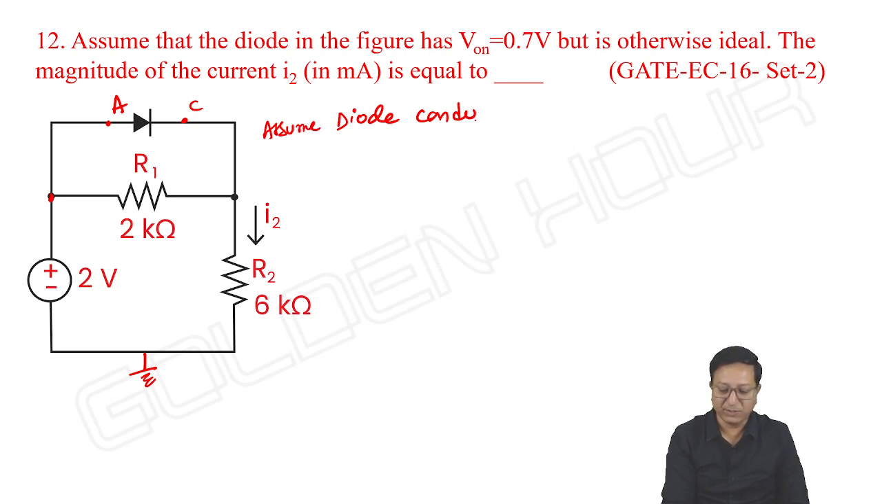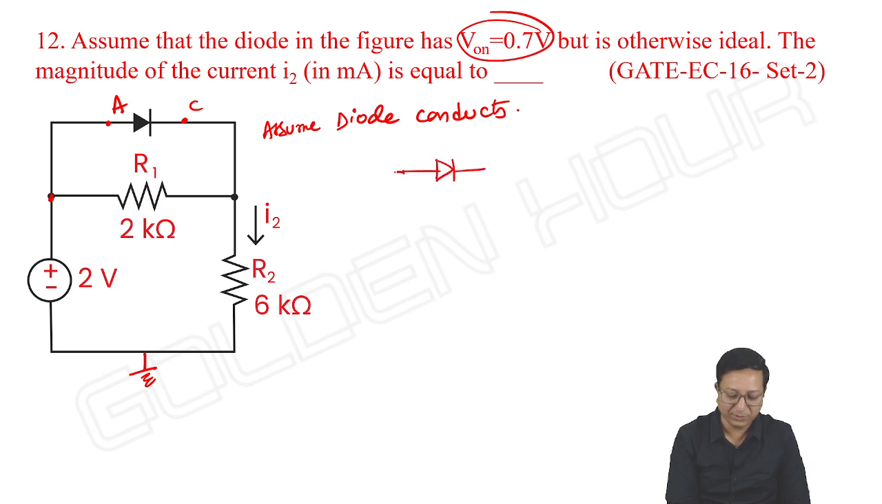Assume the diode conducts, because the moment you see the circuit, it gives a feeling that the diode is conducting. That's why I'm writing it so. Then what will be the voltage across the diode? 0.7 volts. So I'm redrawing the circuit.